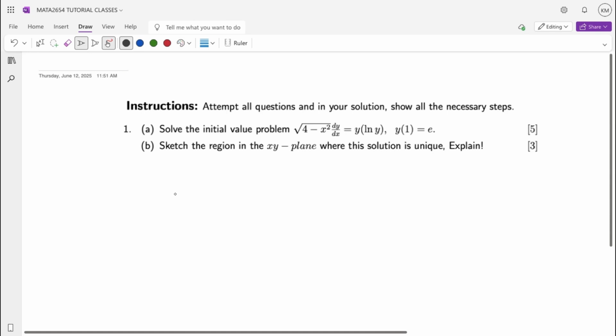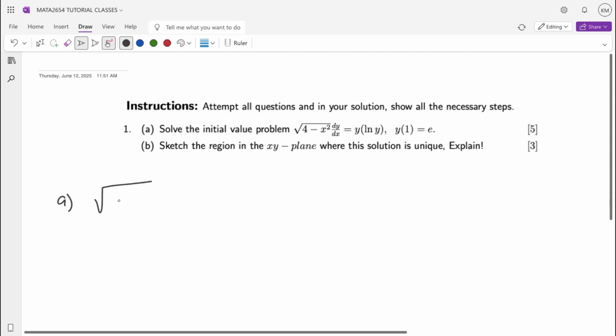Okay. So the instructions are clear. Attempt all questions and in your solution show all necessary steps. Question 1a says that we should solve the initial value problem where they gave us this differential equation with the initial conditions. Okay. So this initial condition, we're going to use at the end to help us find C. So in a way now, let's start.